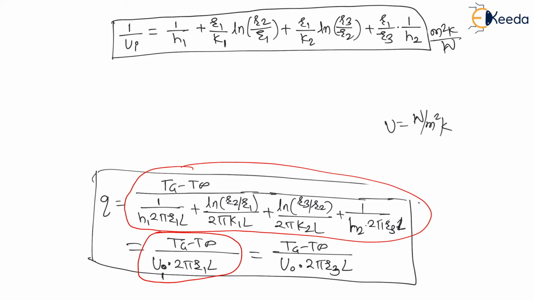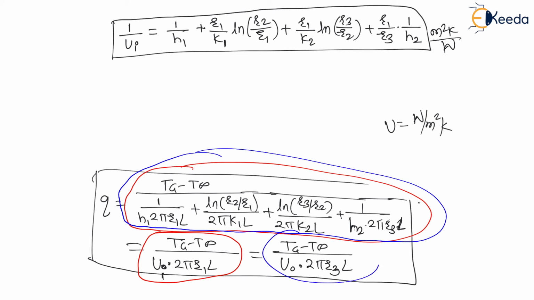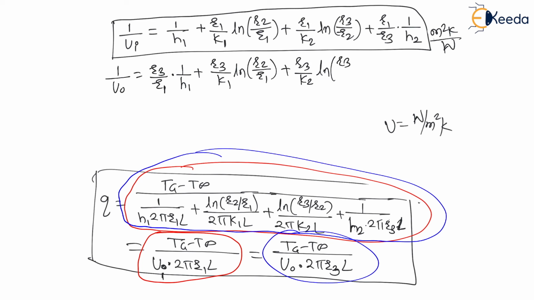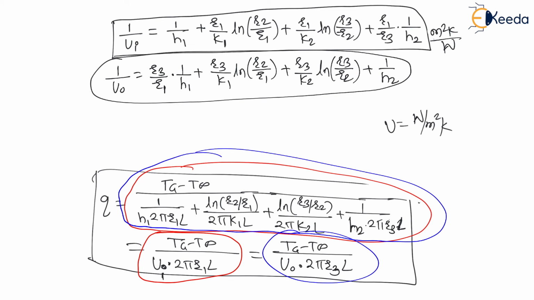And similarly, if I equate the first term, bracketed with blue color, with the last term, then I will get the overall heat transfer coefficient based on outside area, that is 1 upon Uo will be equal to R3 divided by R1 into 1 upon h1 plus R3 divided by k1 ln of R2 divided by R1 plus R3 divided by k2 ln of R3 divided by R2 plus 1 upon h2. And this will be the overall heat transfer coefficient. Uo is the overall heat transfer coefficient based on outside area. The unit will be meter square Kelvin per watt.